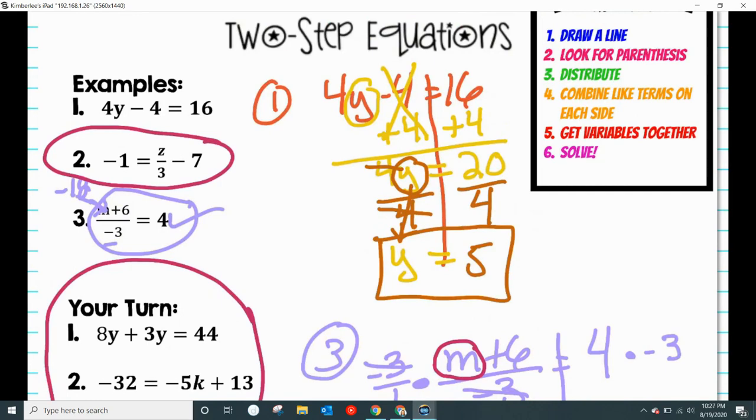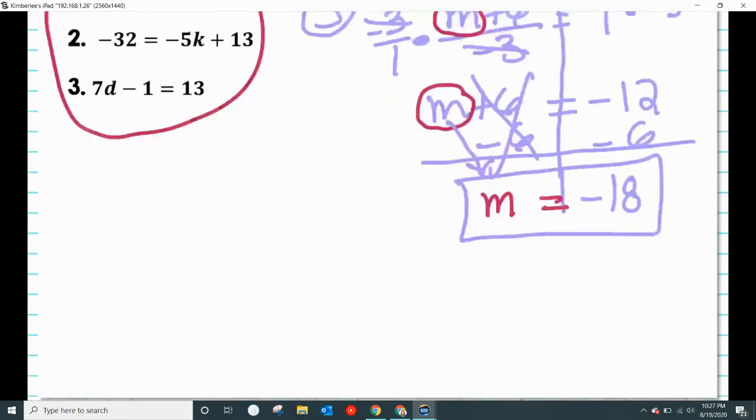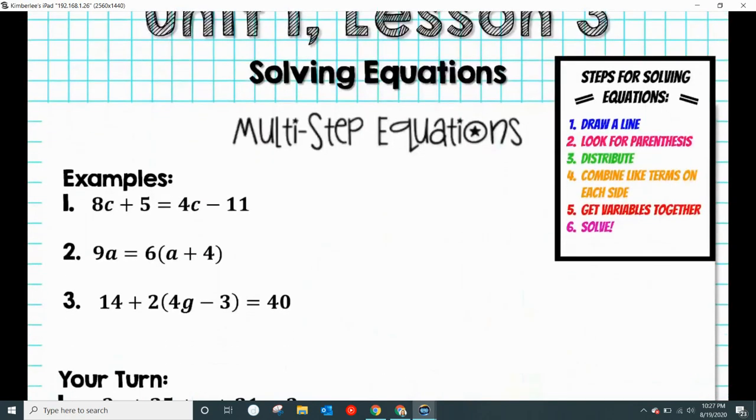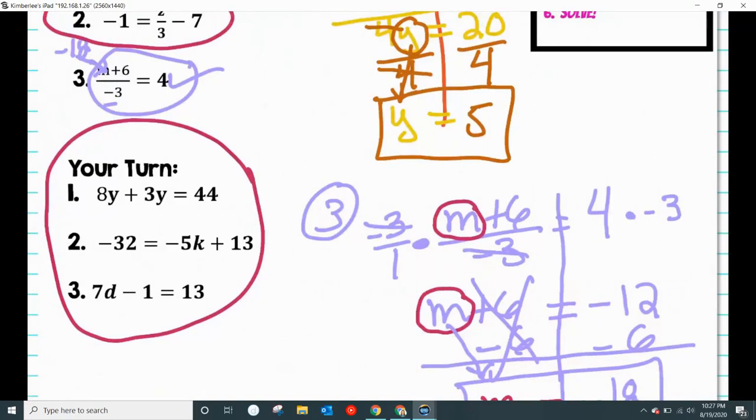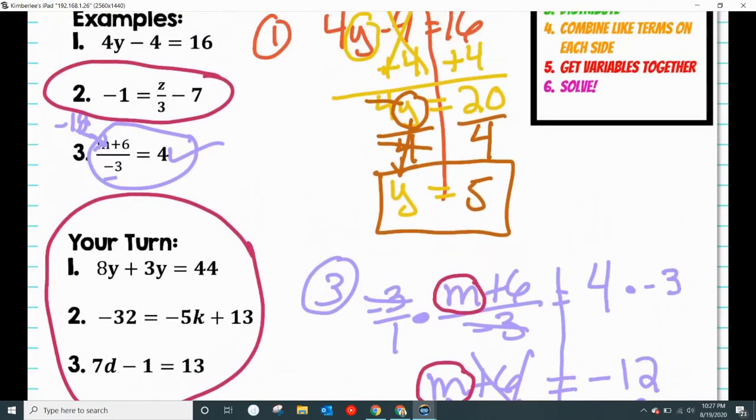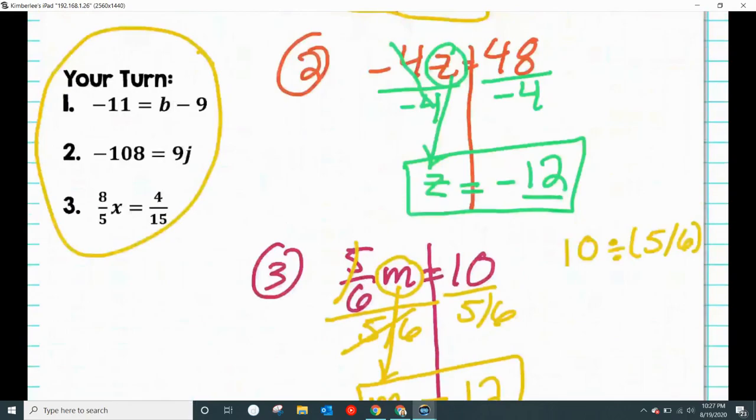So when you get to this z over 3, I want you to think z is being divided by 3. So what's the opposite of division? Okay, that should help you. Don't let it scare you because it looks like a fraction. Okay, so tomorrow we're going to pick back up with multi-step equations. But for today, I really want you to focus on reviewing what you learned, 1-step and 2-step equations. So you have 7 problems that I'm asking you to work.